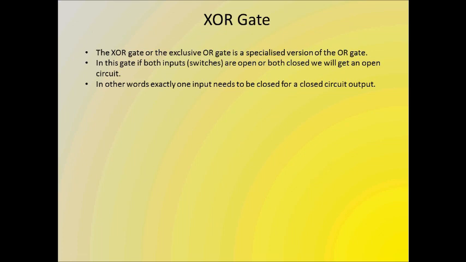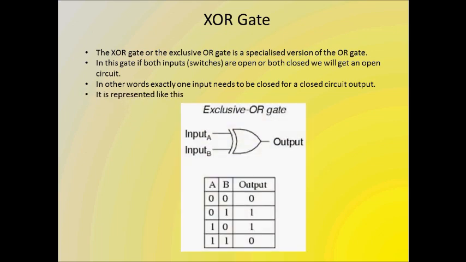One way to think about this is like, for example, in an OR gate, the condition for a closed circuit output is that at least one input has to be closed. For the XOR gate, the condition is exactly one input has to be closed. That's just another way to think about it. And the XOR gate is represented by this symbol here. And you can see the output, the truth table given below. So you'll see that if both the inputs are the same, if both are open or both are closed, we will get an open output. And if one is open, one is closed, we will get a closed circuit output.